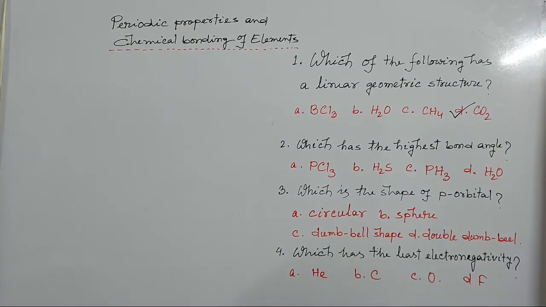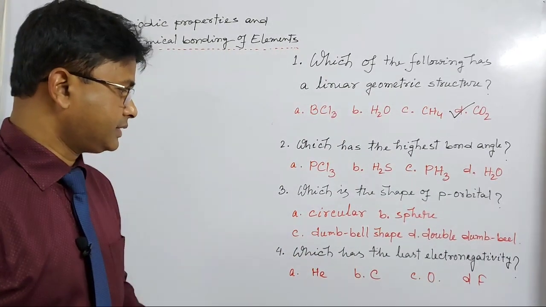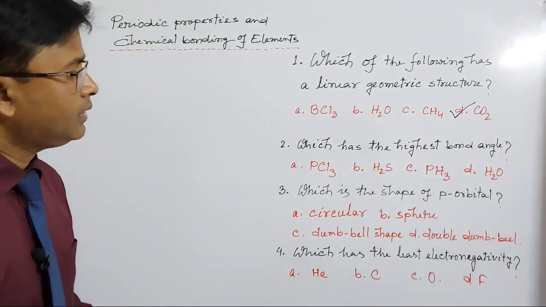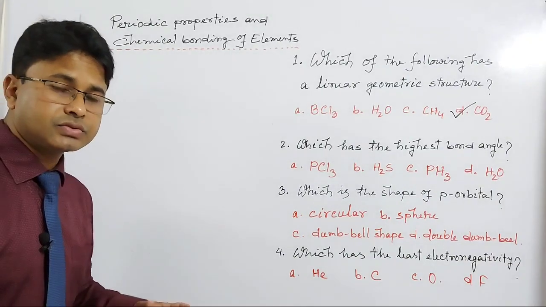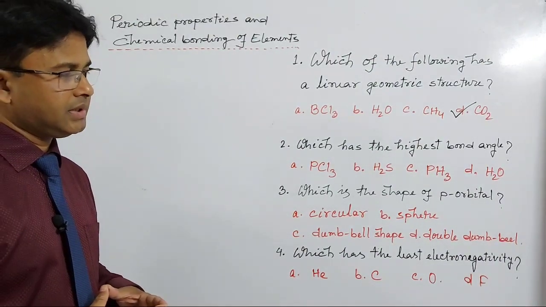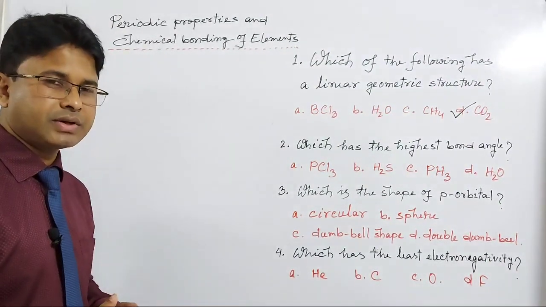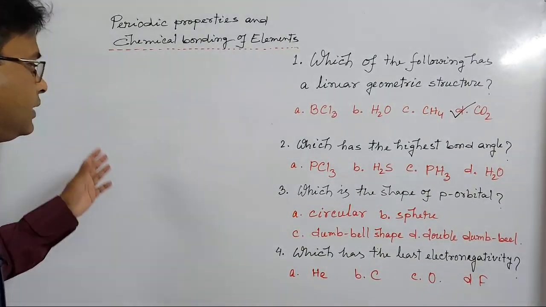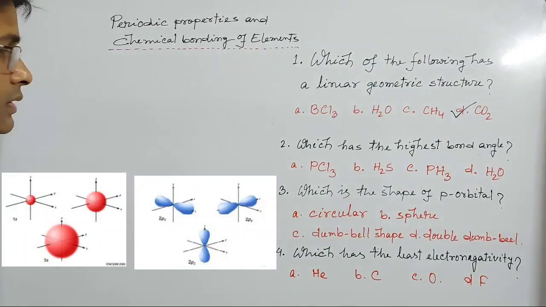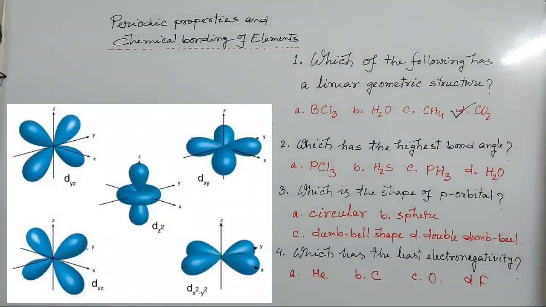Now, question number 3. Which is the shape of p orbital? The shape of p orbital is dumbbell shape. Students, to give you a clear concept about the orbital shape of s, p and d orbitals, I would like to show you the figures in the whiteboard. So look at the whiteboard and see all the figures. S is actually spherical shape, p dumbbell shape, and d double dumbbell shape.